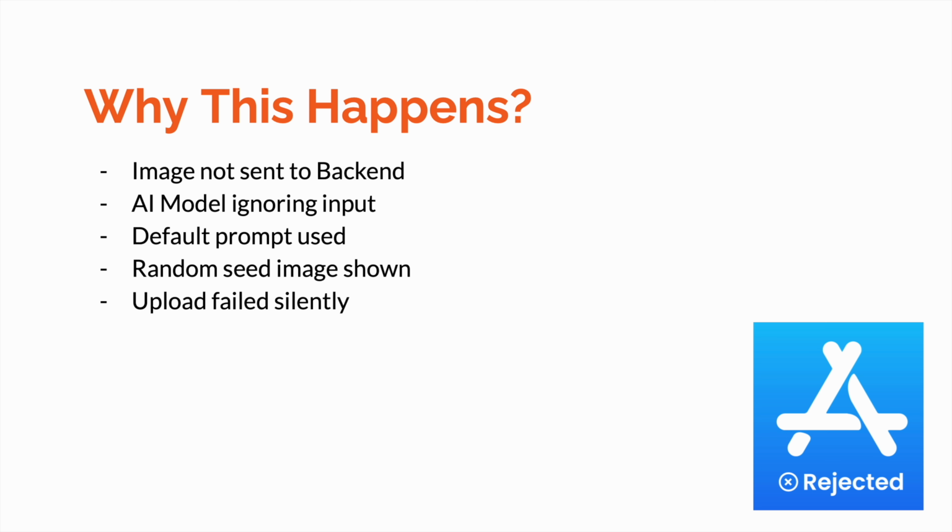So why does this happen? Let's talk about what could be going wrong under the hood. The image may not be properly sent to the backend, the AI model may be ignoring the input, a default or incorrect prompt may be used, a random seed image may be shown, or the upload may have failed silently. In many cases, it's a missing connection between the front end and your model or image-to-image pipeline. Or it could be a fallback behavior you forgot to remove.